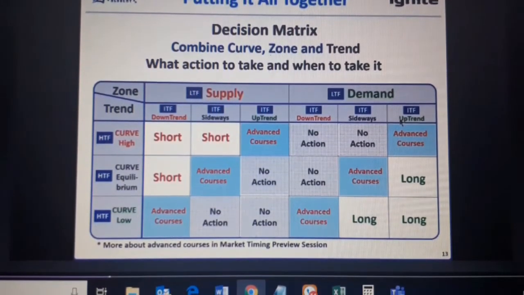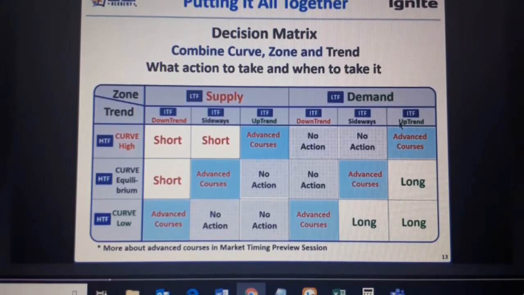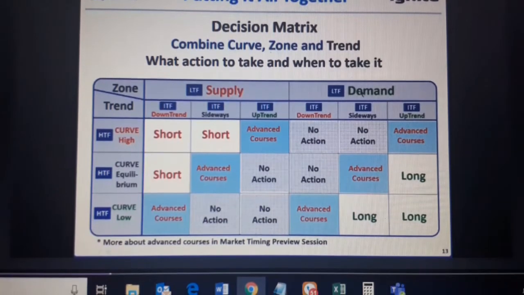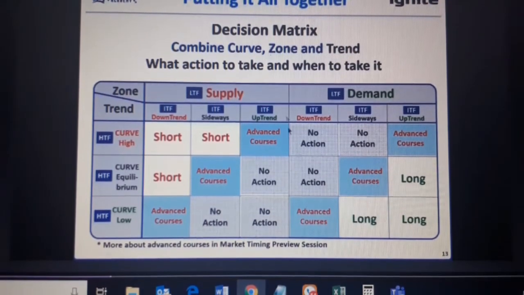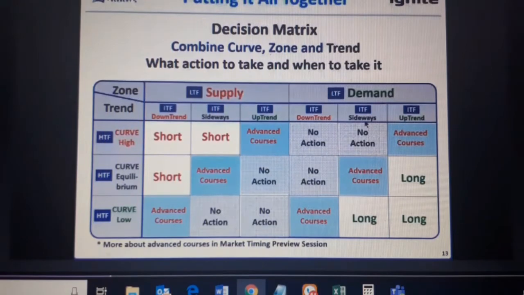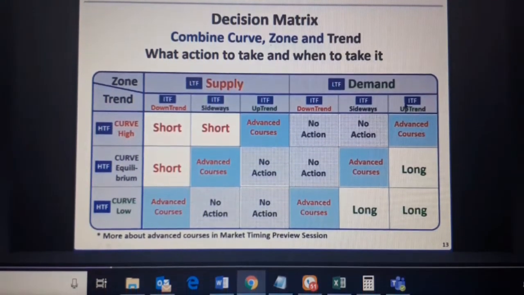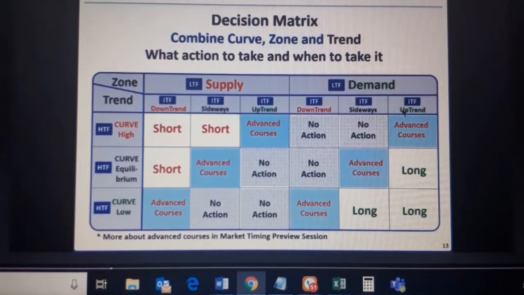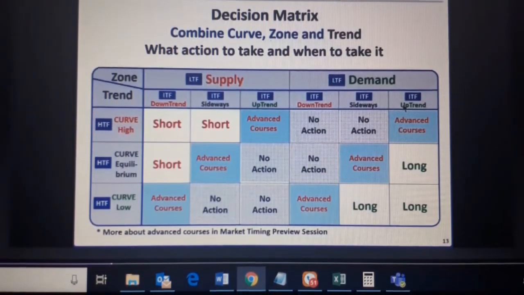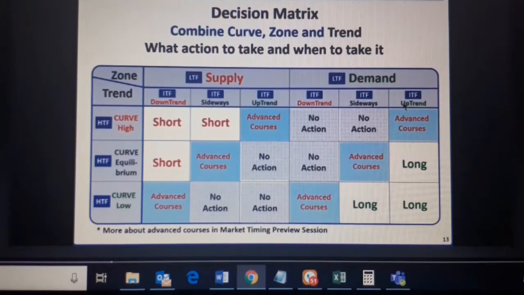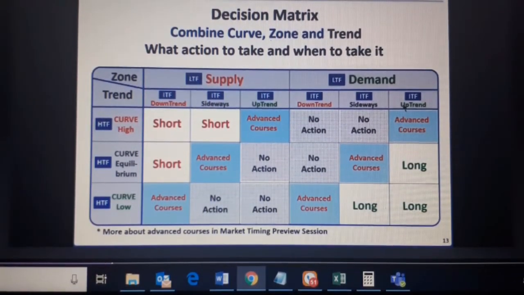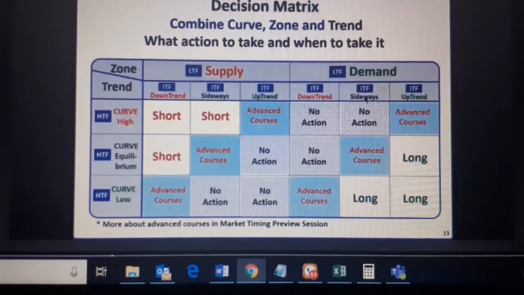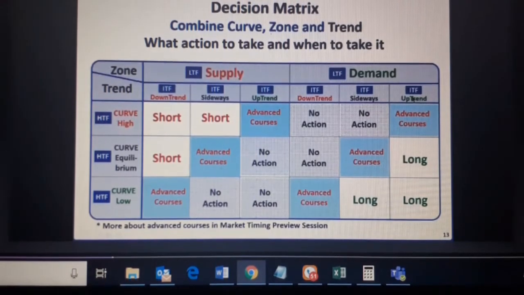Okay, remember my sentence. You can go long on a lower time frame demand zone when your trend on the intermediate time frame is sideways or uptrend. I'll again repeat the statement. You can go long on the lower time frame demand zone when it is low on the curve, only when the trend on the intermediate time frame is sideways or uptrend.